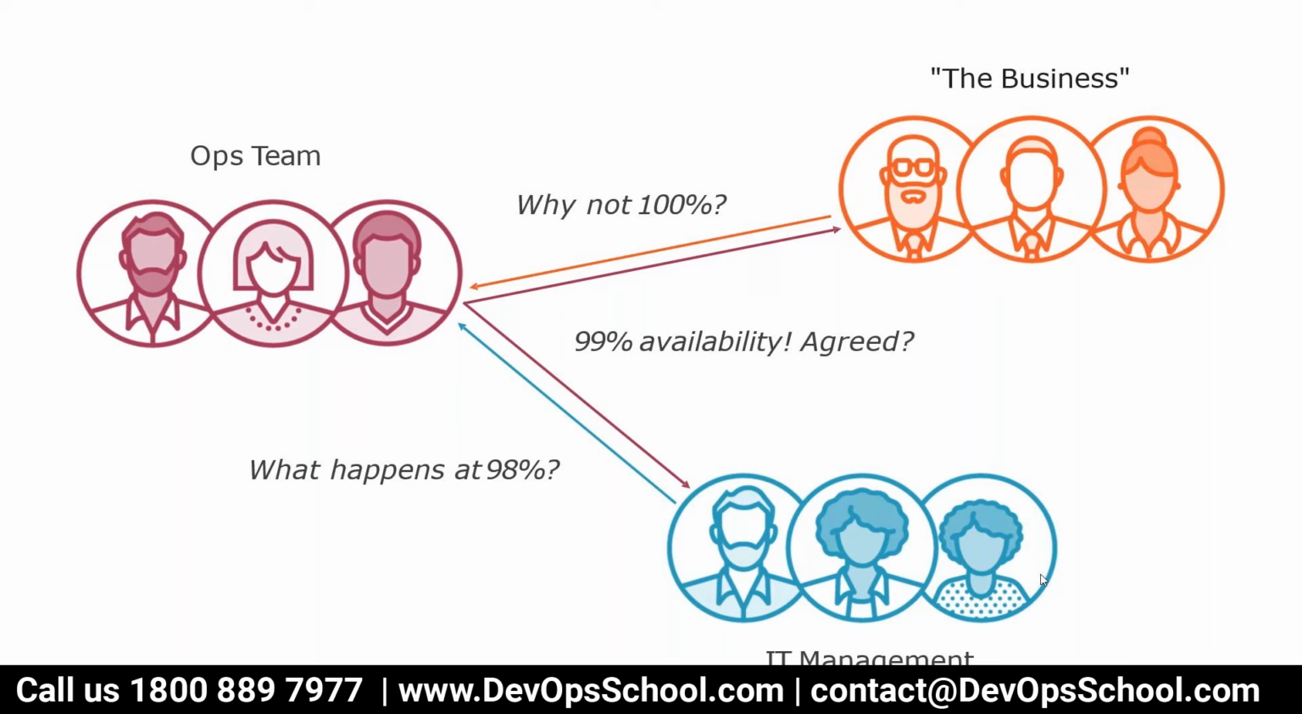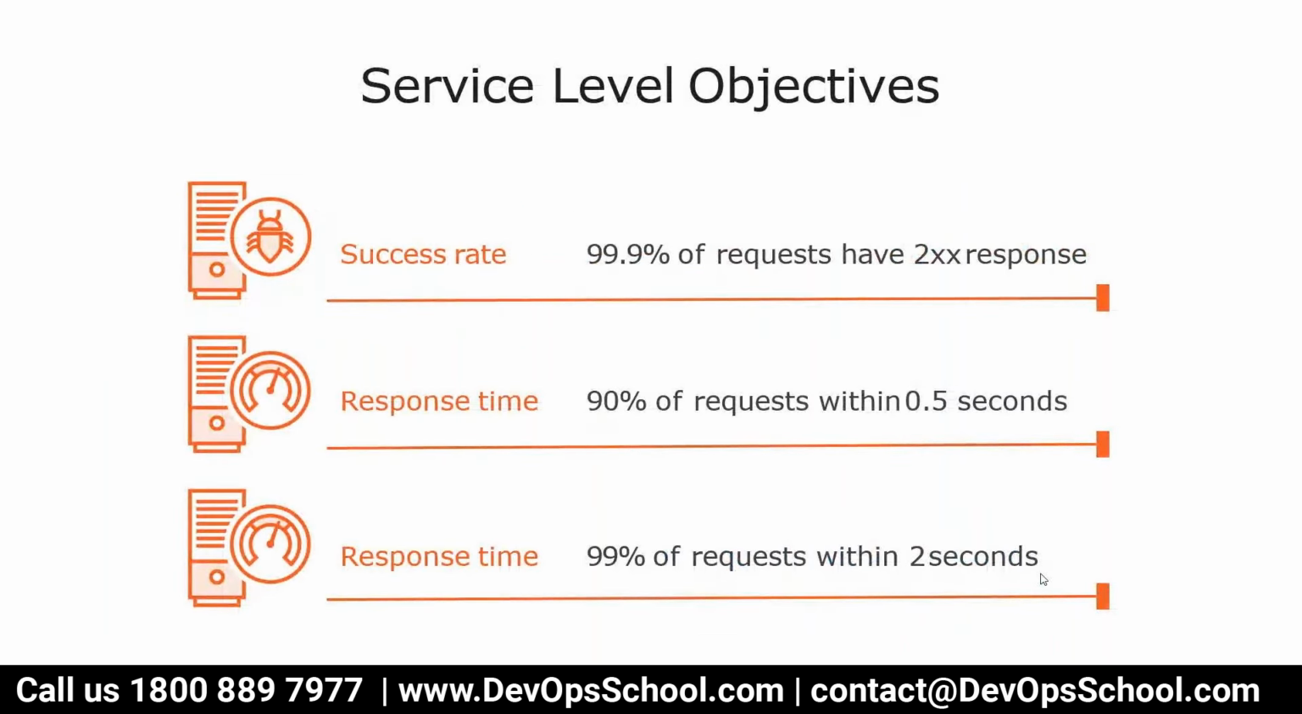So what I'm trying to say here, I'll show you one slide where you have to be very careful while committing these numbers. These are some of the patterns which you can set up for SLOs, the service level objective. Let's say success rate should be 99.9%. For example, for response time, 90% of the requests are within 0.5 seconds. Or one more example, response time, 99% of the requests are within 2 seconds. So these are some examples of SLOs.